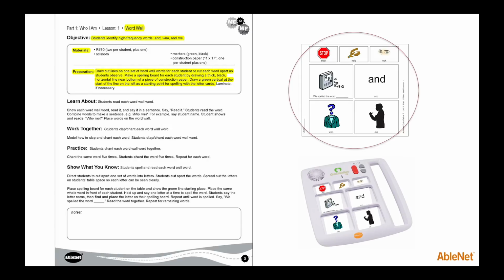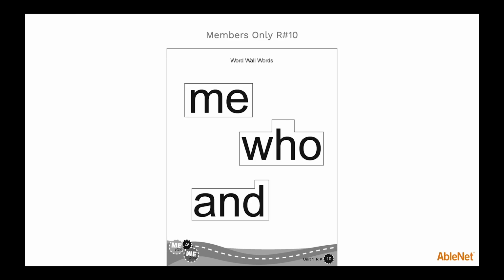Looking at the QuickTalker 7 overlay for this lesson, notice the locations are We Spelled the Word and Who and Me. You can replace the pick symbols on the QuickTalker 7 overlay with simply the words as you wish. The purpose of this overlay is to make a comment about spelling the words and to read each word wall word. Here is what you will be preparing for this portion of the lesson.